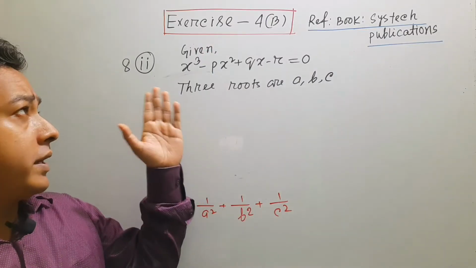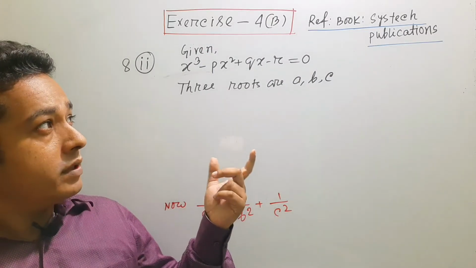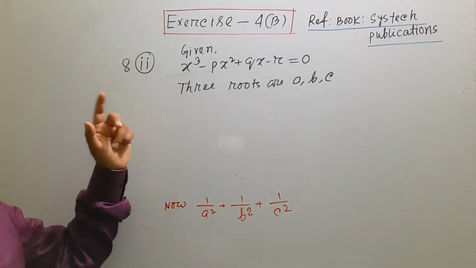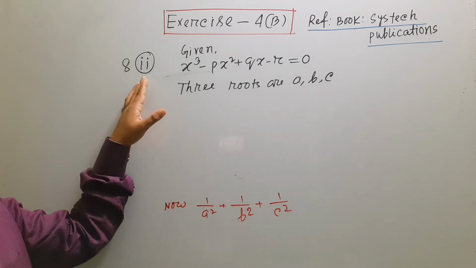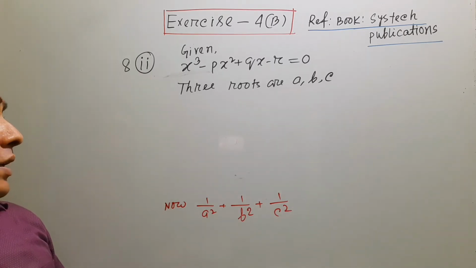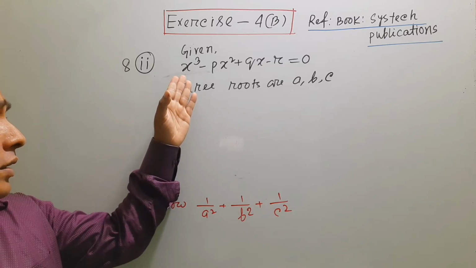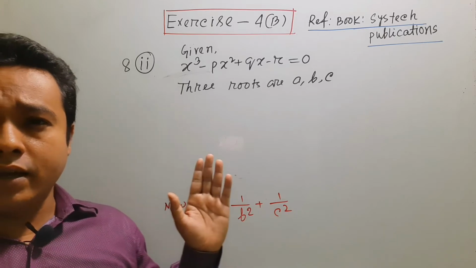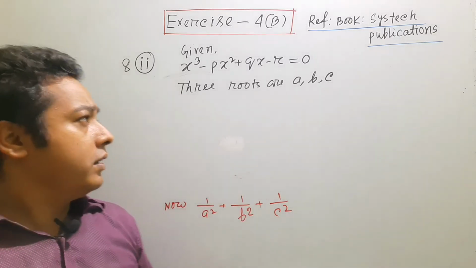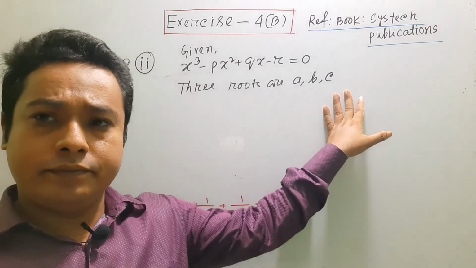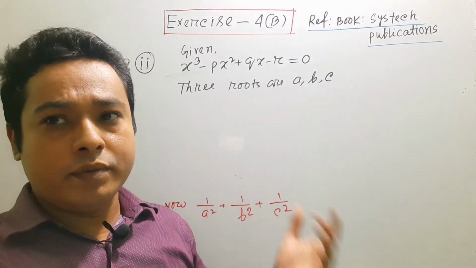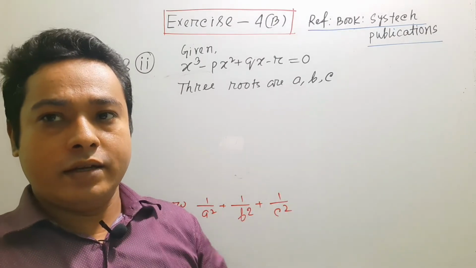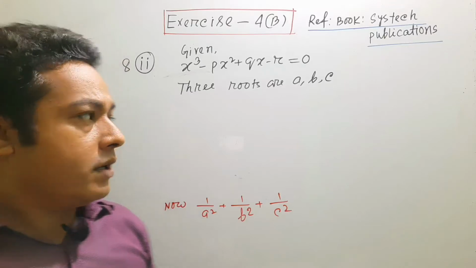We are going to discuss exercise 4b, our reference book, SysTech publication. Given question number 8 is 2. The given equation is x cube minus px square plus qx minus r equal to 0. This is a cubic polynomial having 3 roots a, b and c, where in the previous basic discussion we had taken alpha, beta, gamma. Now this is a, b, c.